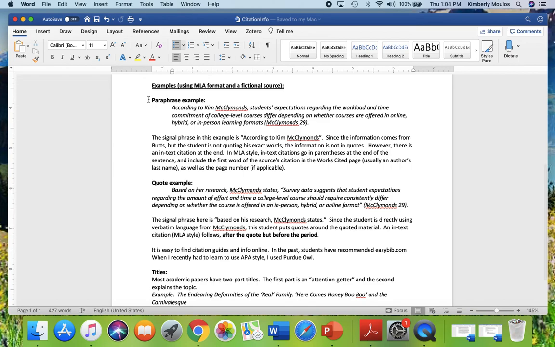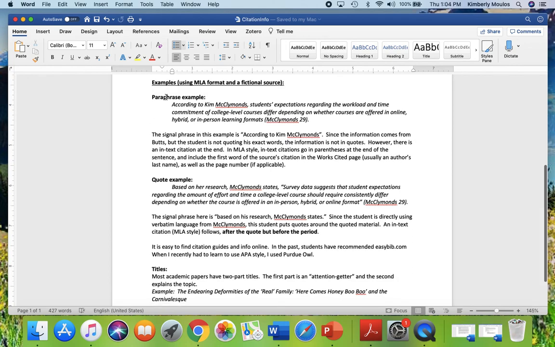In these examples, I'm using my name, and this isn't real. I'm just using my name and making stuff up. So this is a fictional source, and in these examples, I'm using MLA format because that's the easiest. If you don't know what you're majoring in, and you need to use a citation style for this paper, it's just going to be easier, in my opinion, based on my experience, to use MLA.